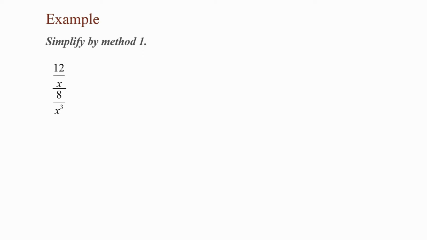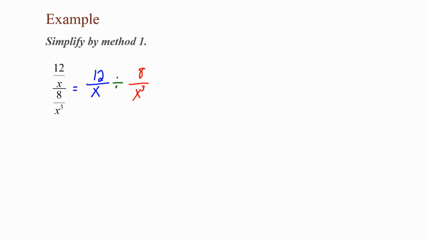In this example, simplify by method 1. 12 over x divided by 8 over x cubed. Method 1 is the best method to use when your fraction is written like this. What we want to do is take the fraction on top and write it first. Then we write our fraction bar as a division symbol. Then we write what's on bottom behind the division symbol.